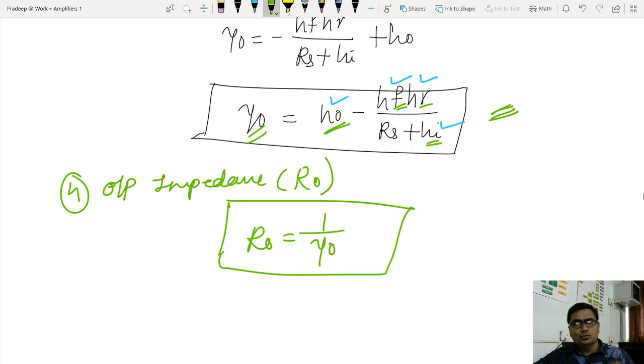But we know that hybrid parameters are not faithful. We can't trust them fully. We can't trust HF, we can't trust HO, we can't trust HI. Those four parameters, HO, HF, HR, HI, we can't trust them fully. I have derived those with the help of the two-port model, and now I am saying I can't trust them. Yes, I cannot trust them.